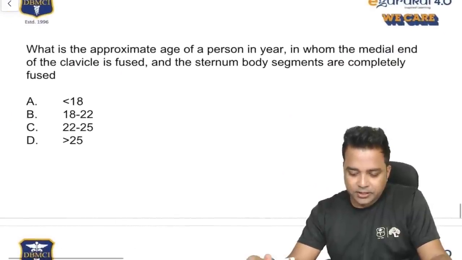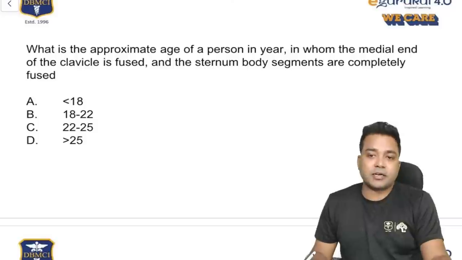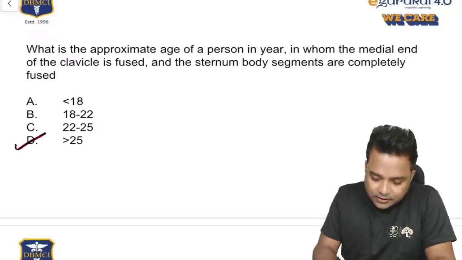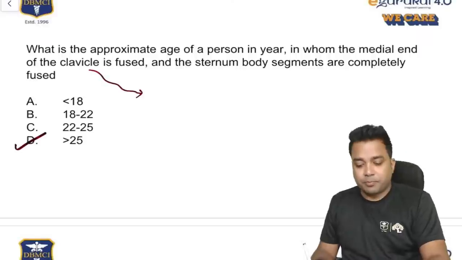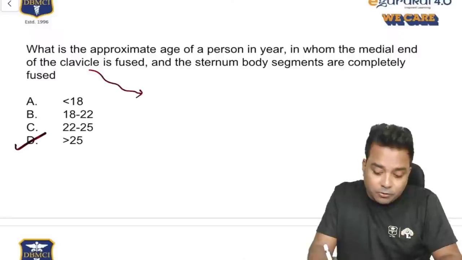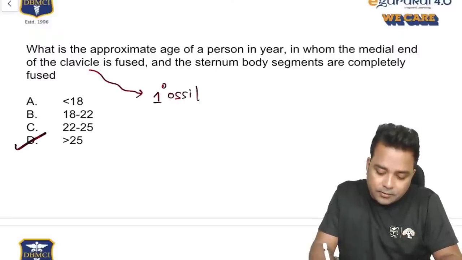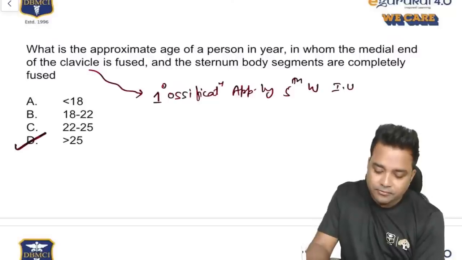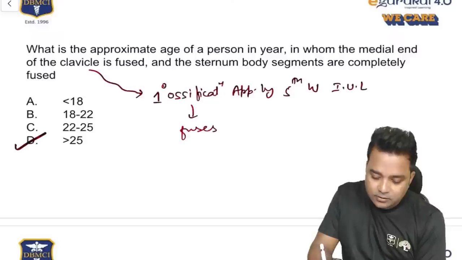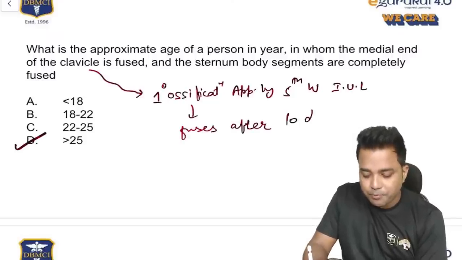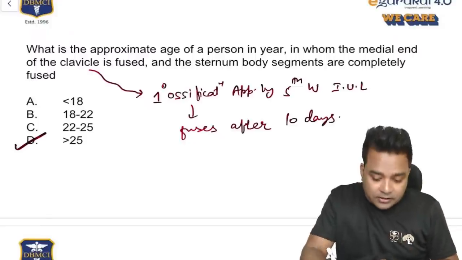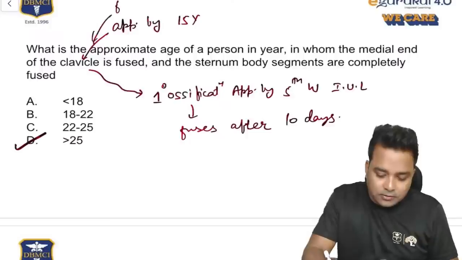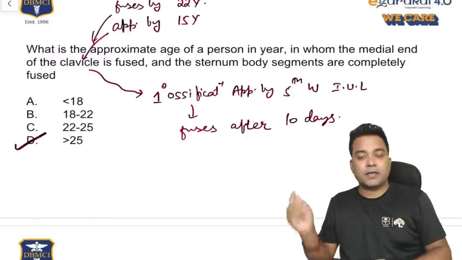What is the approximate age of a person in years in whom the medial end of the clavicle is fused and the sternum body segments are completely fused? This is also a recent question. Answer goes with option D. For clavicle, always remember the primary ossification center appears in 5th week intrauterine life and it fuses after 10 days. This is for the mid shaft of the clavicle. For medial end of the clavicle, secondary ossification appears by 15 years and this fuses by 22 years. Okay? This fuses by 22 years.